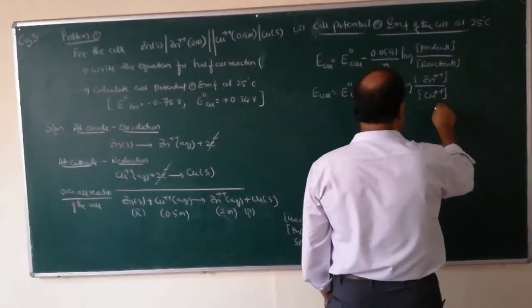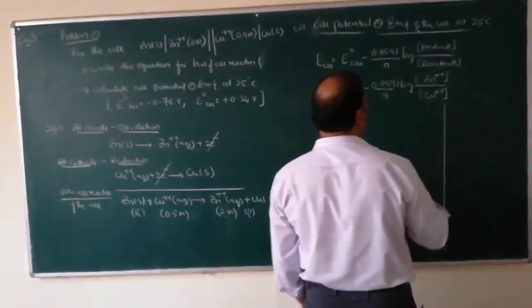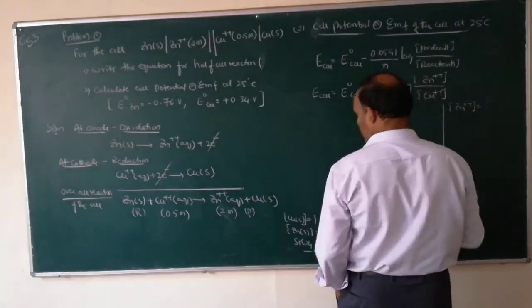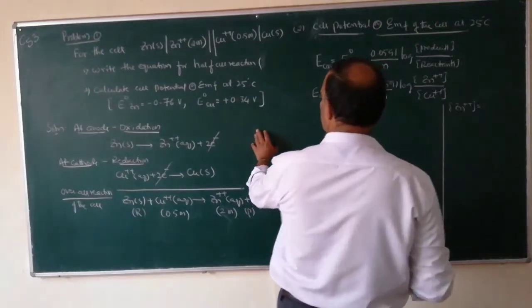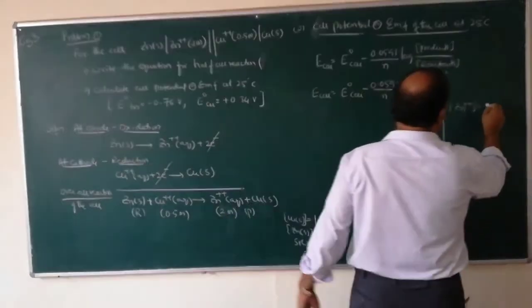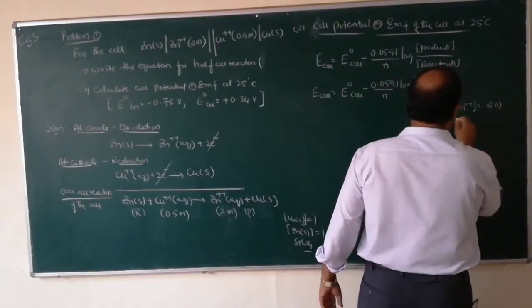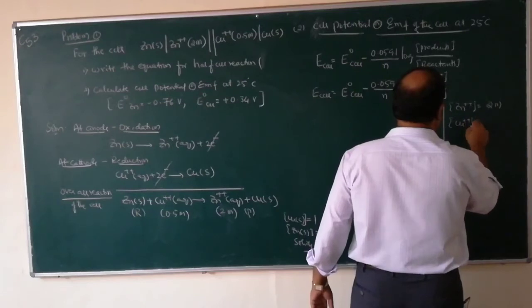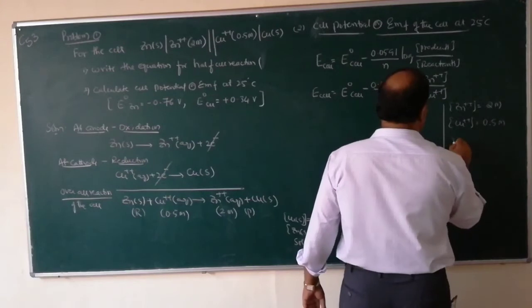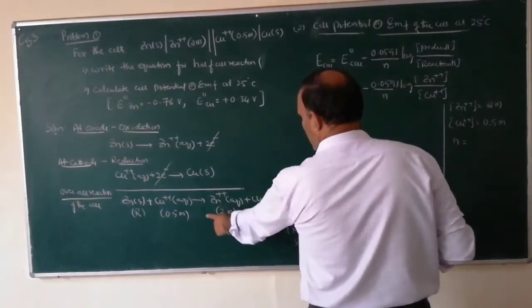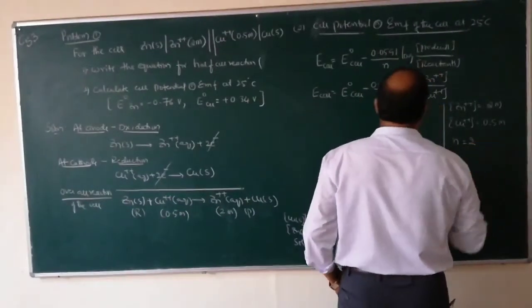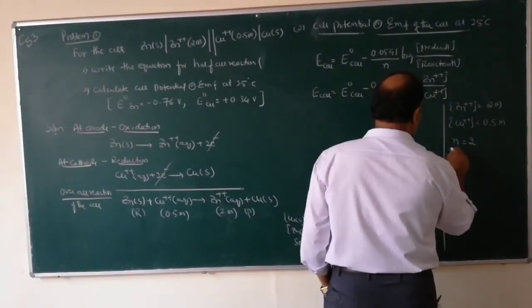Here the concentration of Zn2+ equals 2 moles. The concentration of Cu2+ is equal to 0.5 moles. And n, the number of electrons involved in this reaction, equals 2. Then what is E naught cell?